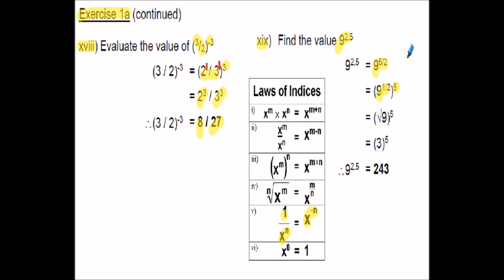But I know that a half is a square root. And I can square root 9. So I get 3 to the power of 5. And then 3 times 3 times 3 times 3 times 3 would give me 243.